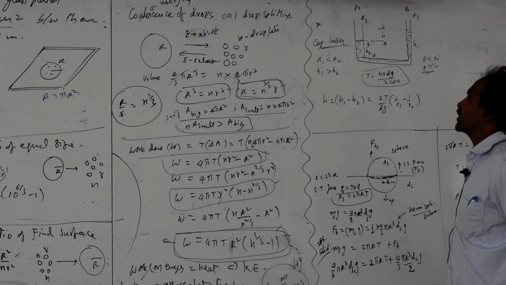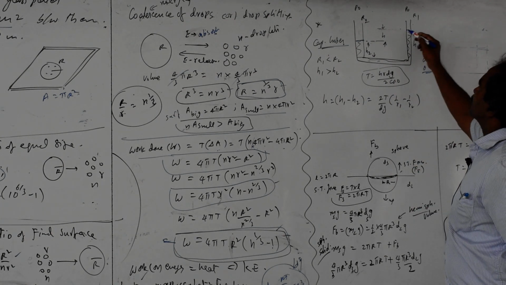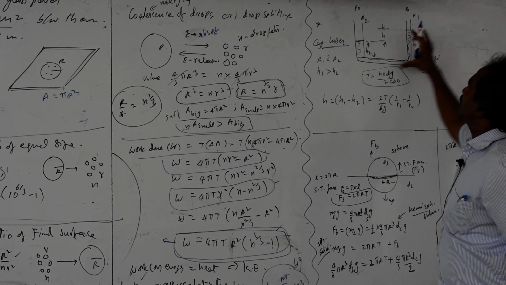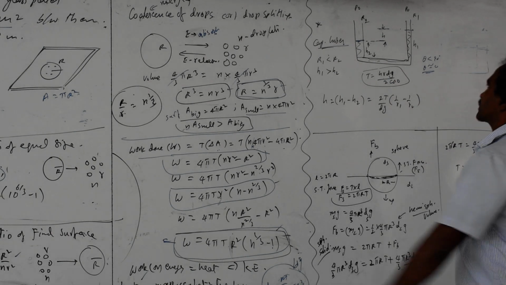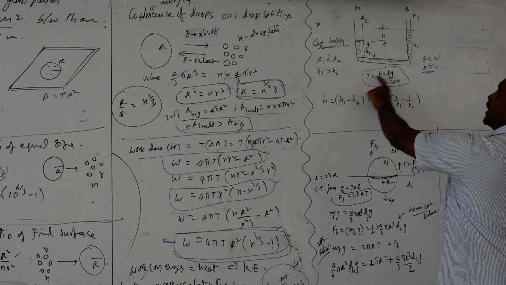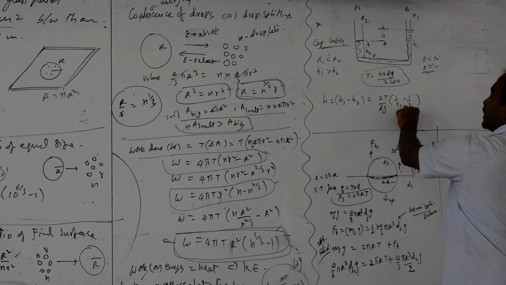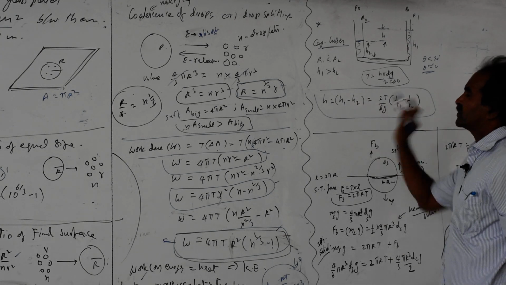For surface tension, the formula by the capillary tube method is h = 2T cos theta / (r d g). H1 is the height in one tube, H2 is the height in the other tube. They will ask the relationship for the difference in the levels: H1 minus H2 is equal to h. So h = 2T / (r d g), but H1 minus H2 means 2T / (d g) into (1/R1 minus 1/R2). This formula they ask you directly with symbols, not with values.